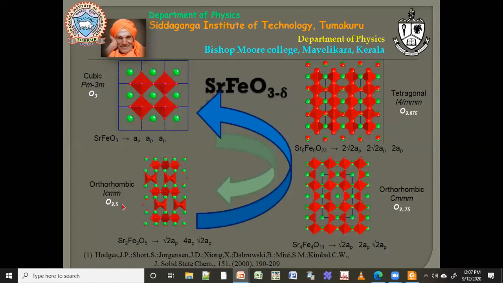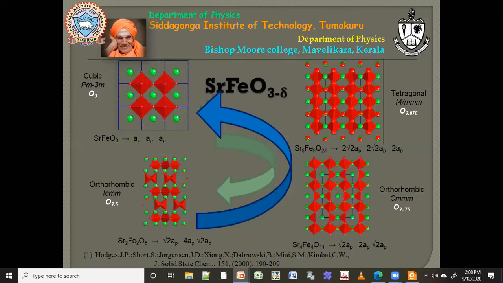Now, if I take the same O2.5 and start introducing oxygen, by using high pressure oxygen or maybe just annealing in oxygen atmosphere, then I can go back to O3. So this is a reversible process. That means I can go from complete oxygen to oxygen deficient, and from oxygen deficient back to complete oxygen. So this is a reversible process compared to the previous one, which is irreversible. Okay, so these are some of the uses of X-ray diffraction.